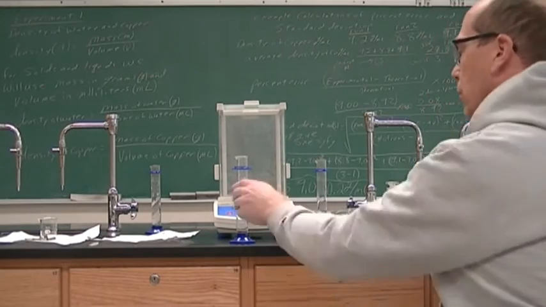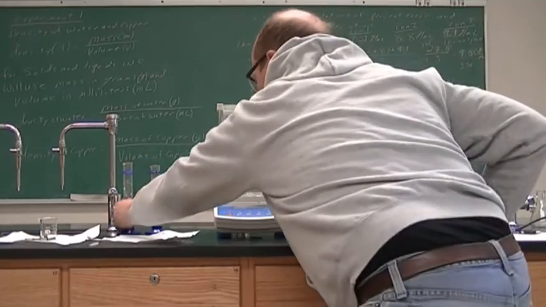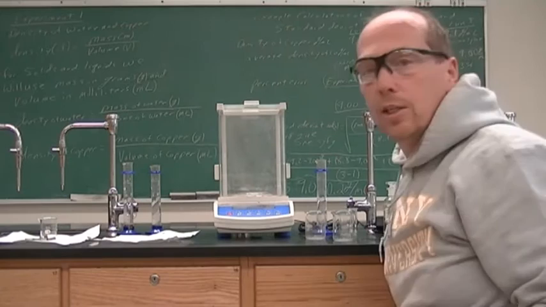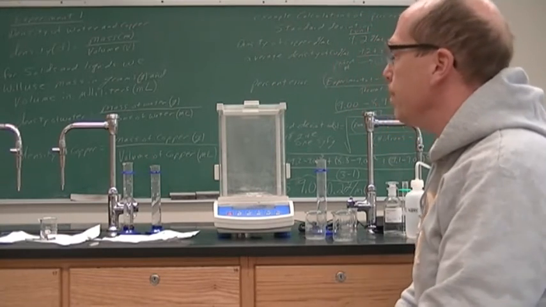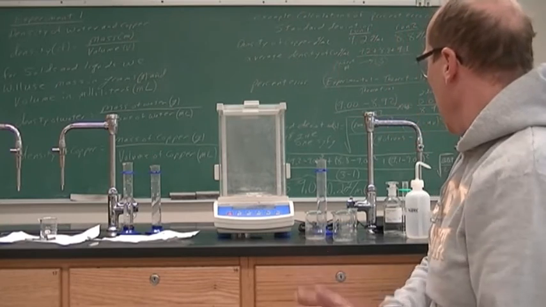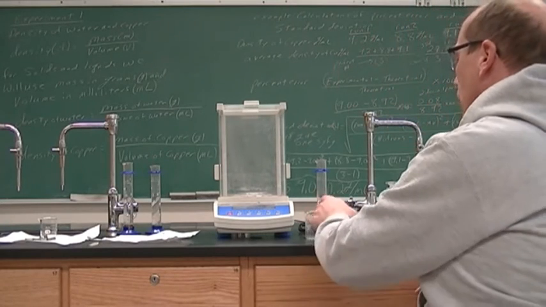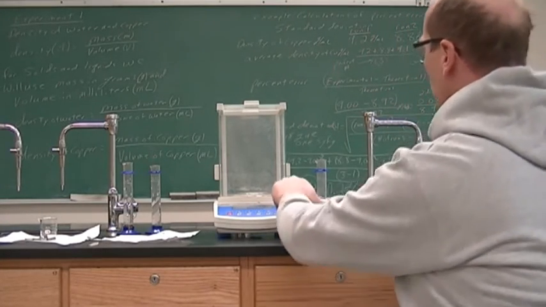38.0. All right, and so that is the data that you will need to calculate the density of copper three times, get an average, find a standard deviation. All right, so now we are to do the density of an unknown liquid.